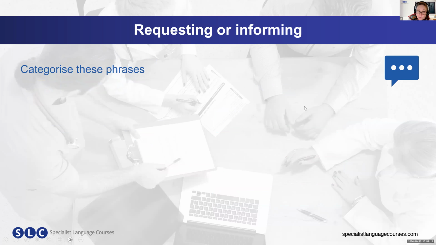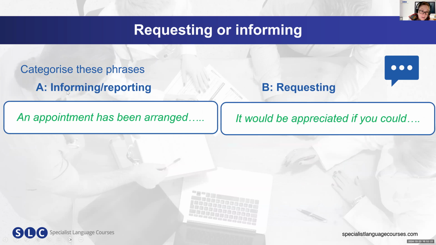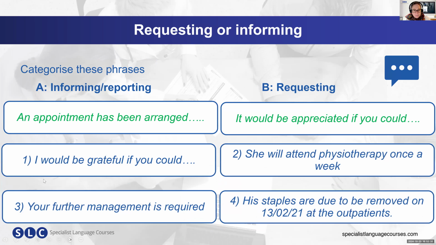So now we need to make sure we're using the right phrases. So, for example, reporting an appointment has been arranged, so it's already been done. We're just telling the reader. Whereas it would be appreciated if you could is requesting. What other phrases do you know? Let me know numbers 1 to 4. Do they go with informing A or requesting B? Let me know in the chat, please.